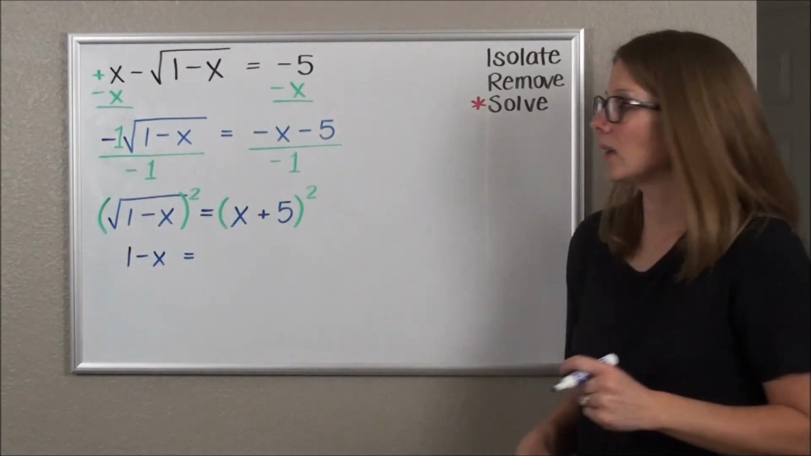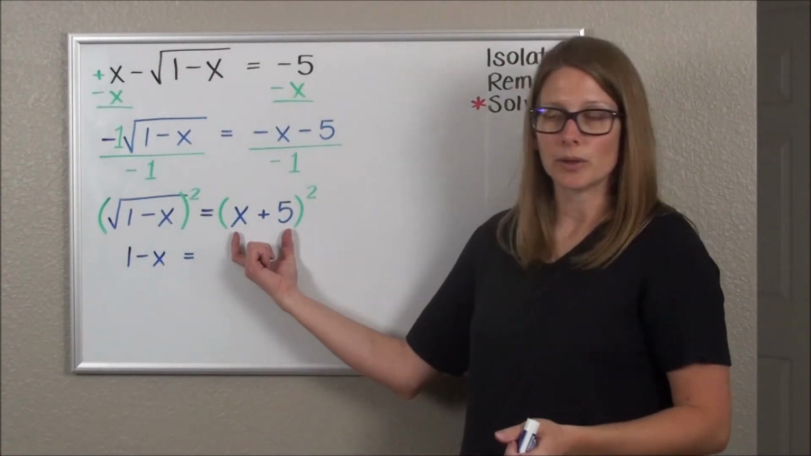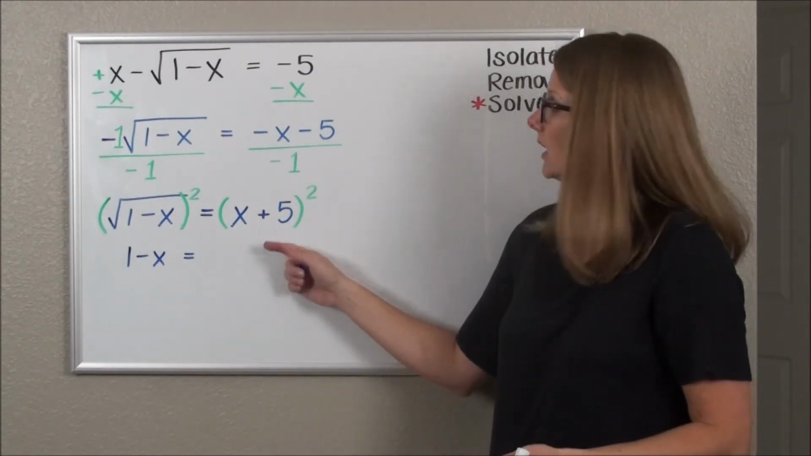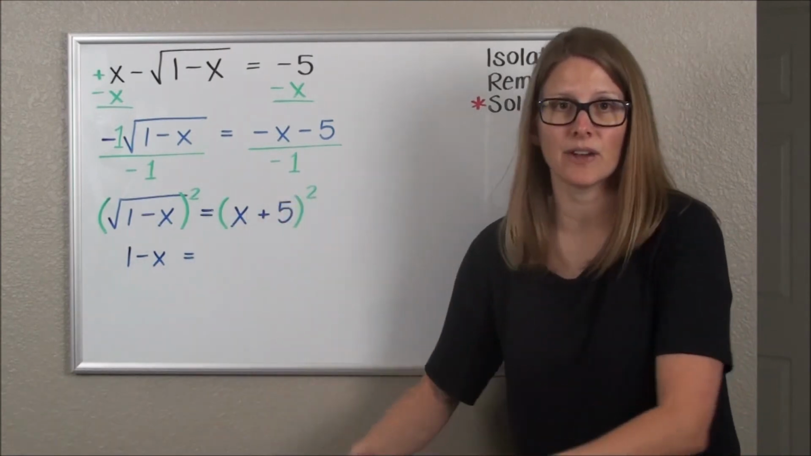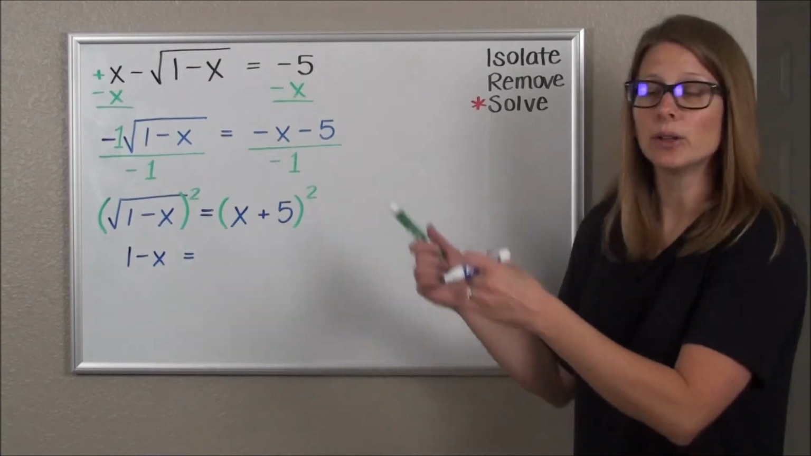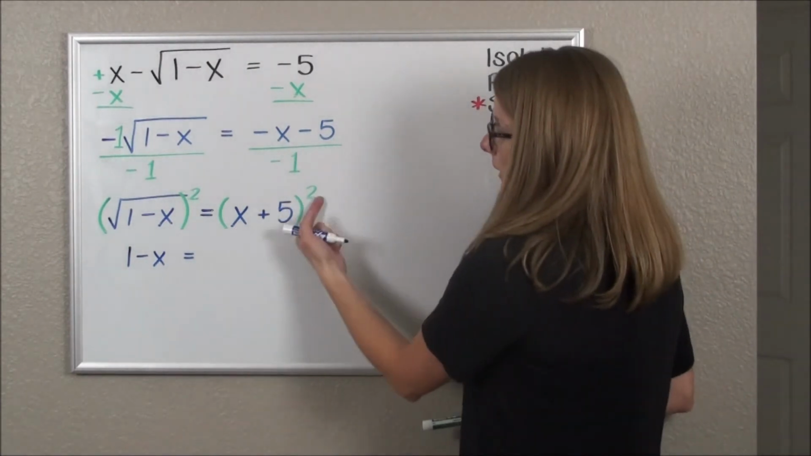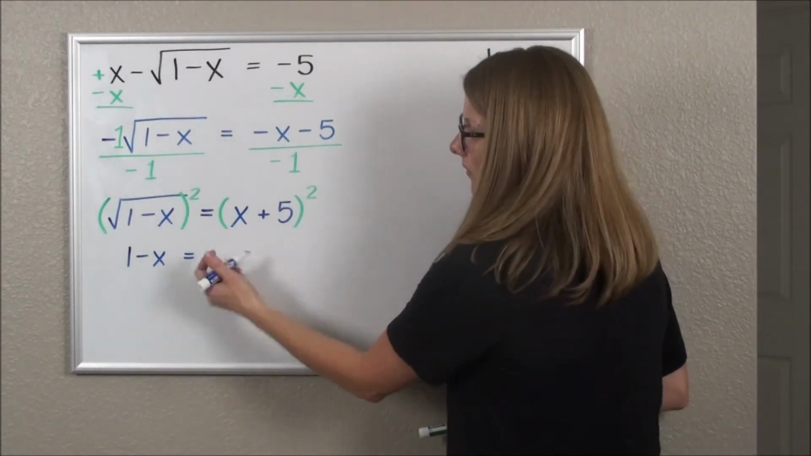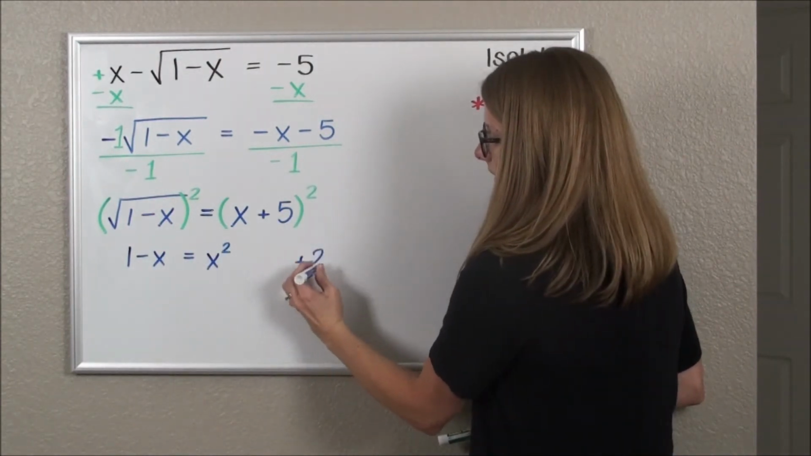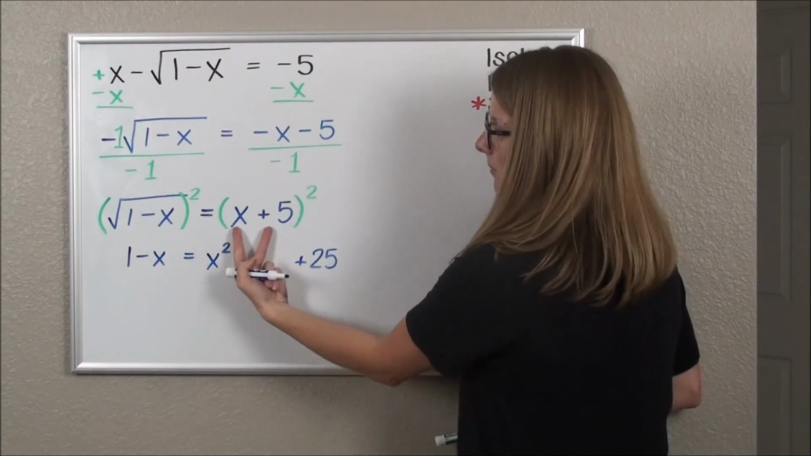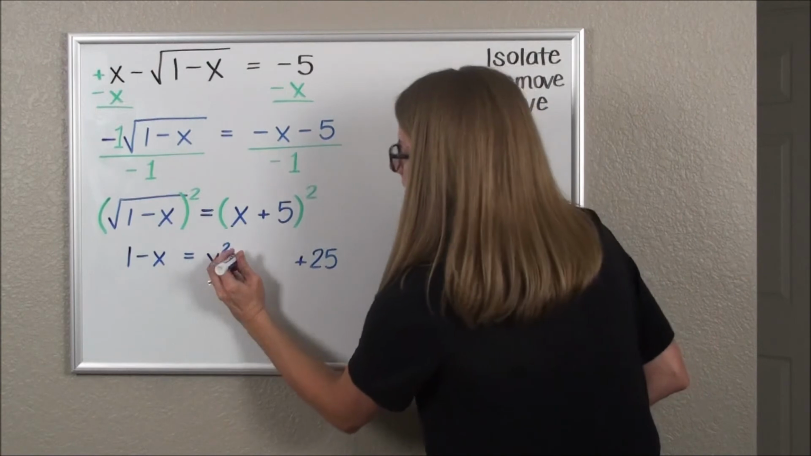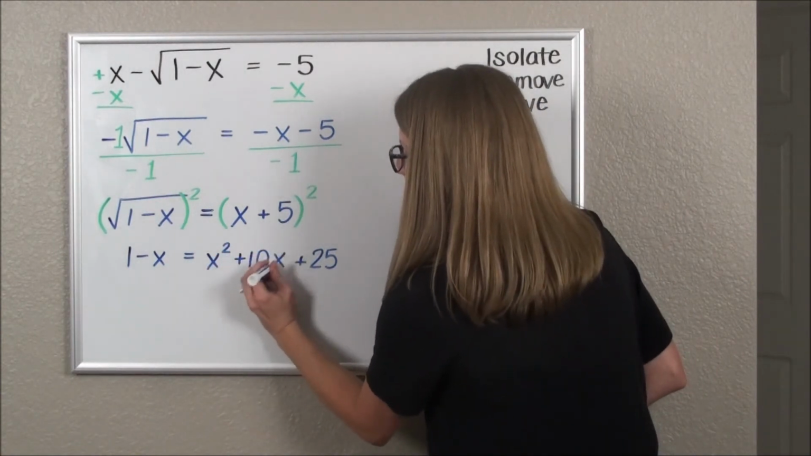And then on the right side, when I square this binomial, notice the plus sign, I don't just square the pieces, I'm squaring the whole thing. So this is x plus 5 times x plus 5. You can either set up an area diagram or FOIL, or you can use the shortcut. To square a binomial, square the first to get the first, square the last to get the last, and then multiply and double to get the middle. X times 5 is 5x. If I double that, I get 10x.